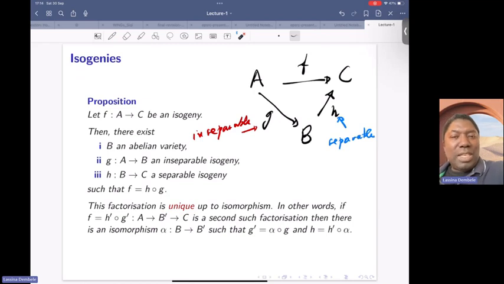So it's a very important theorem, which we are going to need a bit later when we need to understand endomorphism rings of abelian varieties. It's a theorem that would be crucial in that setting.